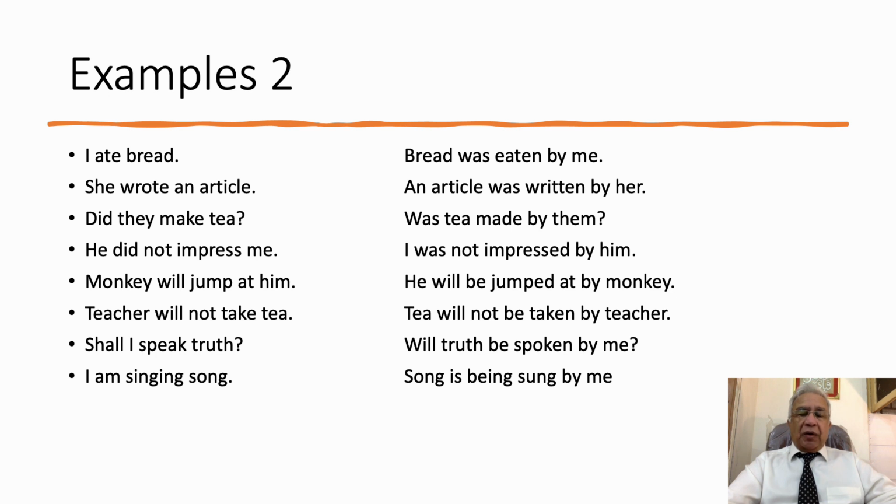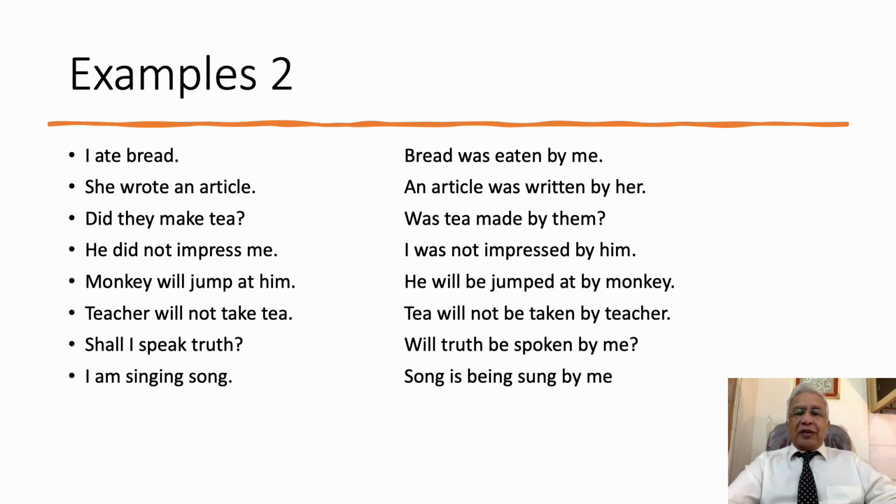"I am singing a song." This is a present progressive sentence, so "ing" is there. "Am" shows that it's present. So song is brought in the beginning because it is the object in the active. It becomes the subject of the passive, and then "am" is not used because "am" was for "I". Now song does not require "am". It requires some singular helping verb. So that is why "is" is there.